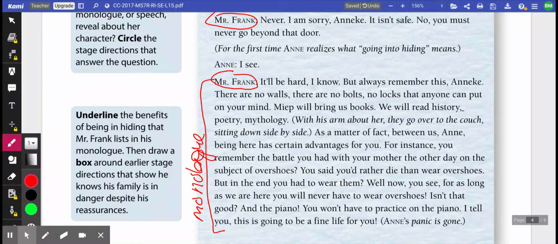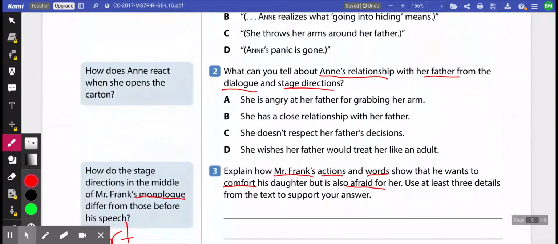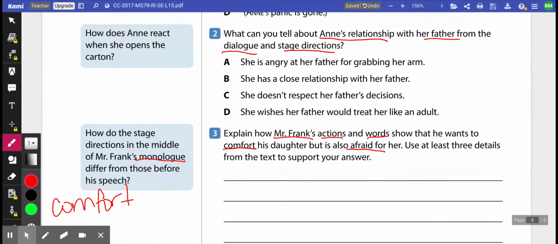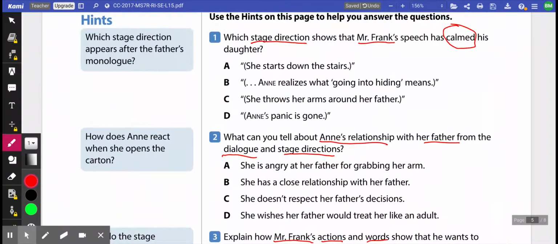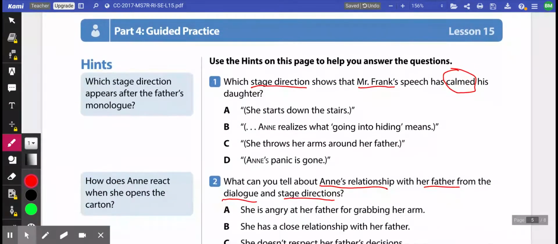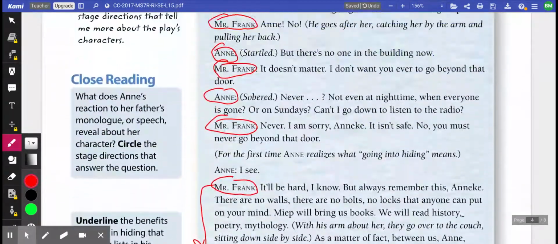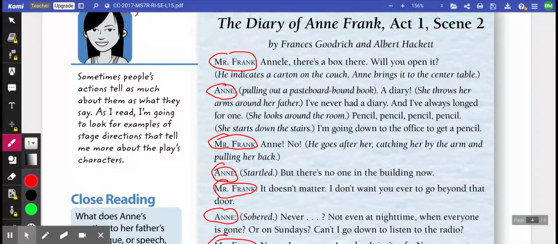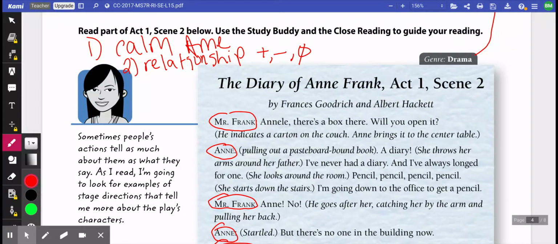Okay. So that's where we're going to get our answer for our writing question. Well, part of our writing question, because it's asking us about the monologue. Okay. Now, with that in mind, we can go and look at our actual play. And so that way we can keep in mind what our questions are. Okay. So let's go look and do our other stuff that we're supposed to do. So, my instruction is to read part of Act 1, Scene 2. And we're going to use the study buddy and the close reading to guide us.